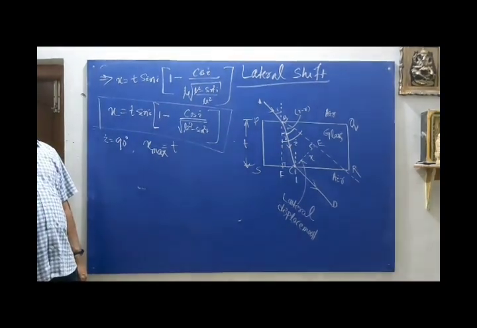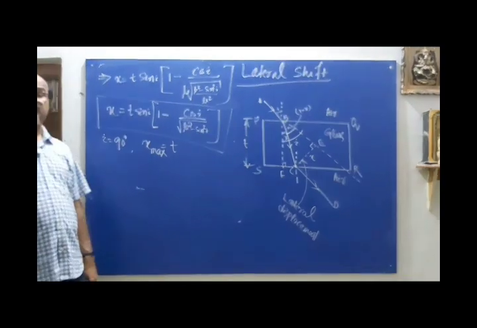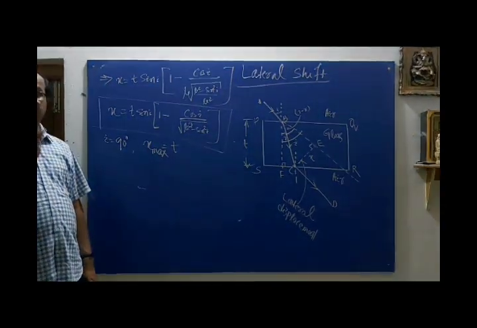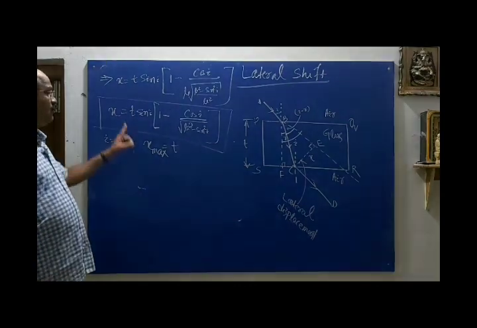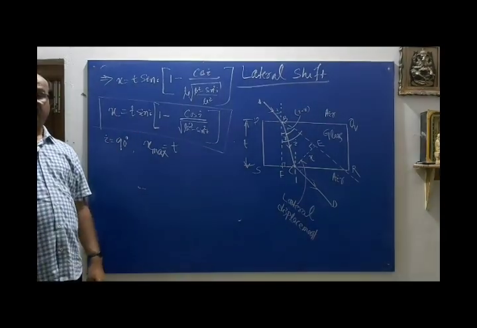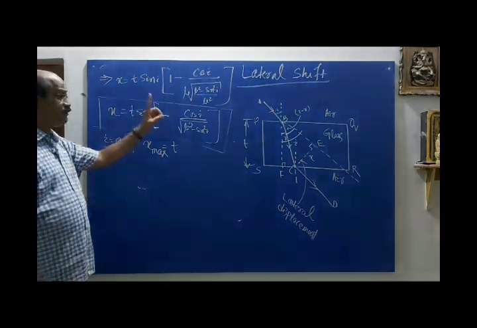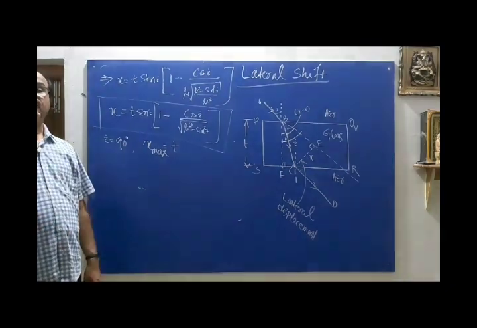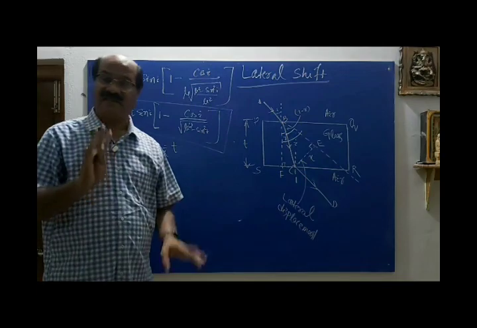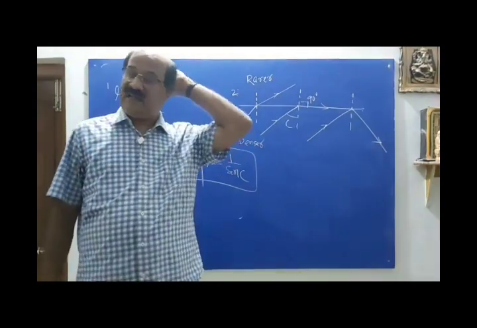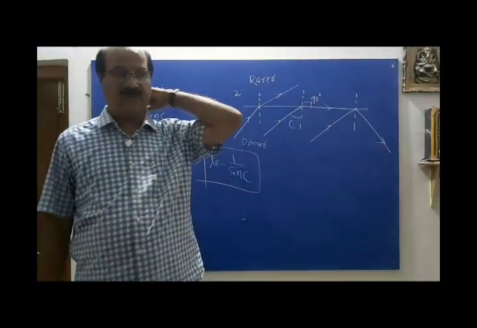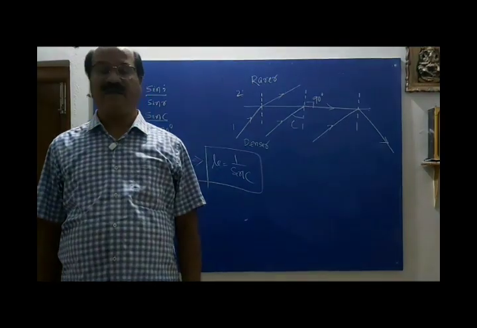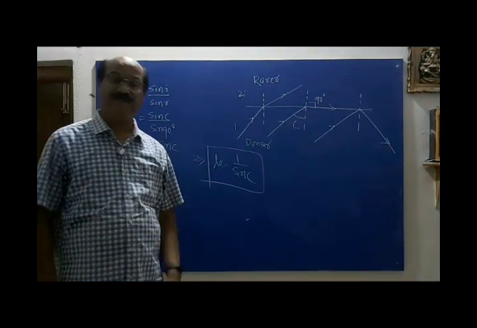And what are the factors upon which lateral shift depends? Lateral shift is directly proportional to the thickness of the glass slab, directly proportional to the angle of incidence, and directly proportional to the refractive index of the material. That's all about the lateral shift. Students, lateral shift is complete. Let us now discuss total internal reflection and its application.